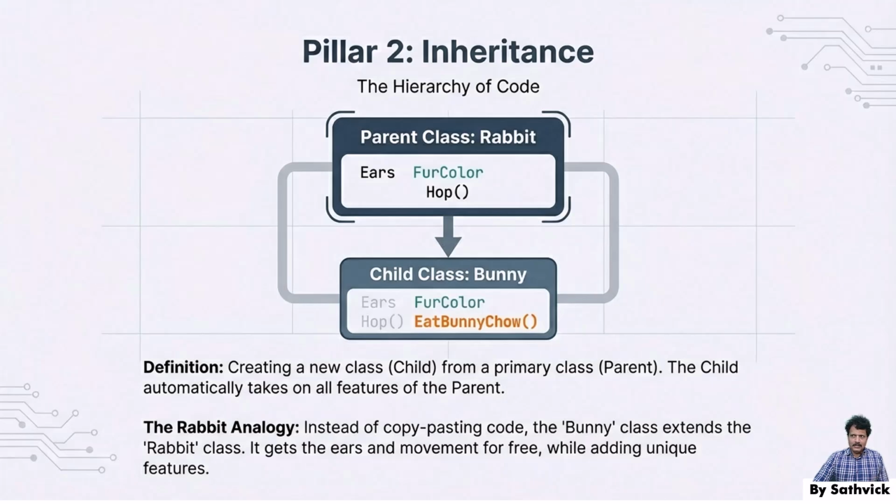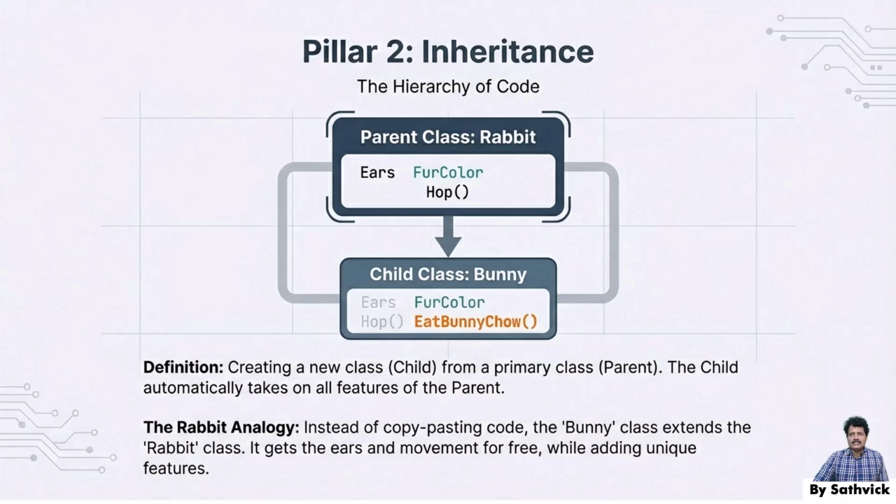As an example, let's say that we wanted to create a new class called Bunny. Like the rabbit class, it has ears that can be floppy or standing, has fur of a specific color, and can hop. Without inheritance, you would essentially have to copy all of the code you already wrote and paste it in the new class.